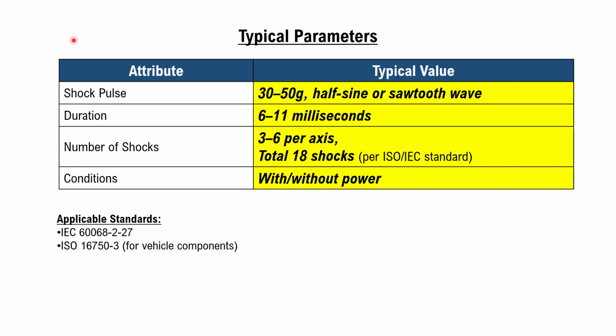Typical parameters of mechanical shock test. The one attribute, shock pulse, could range between 30 to 50 G. It could be half sine or sawtooth wave. Duration is 6 to 11 milliseconds. Number of shocks is 3 to 6 per axis, or total 18 shocks as per ISO and IEC standard. Conditions: with or without power.